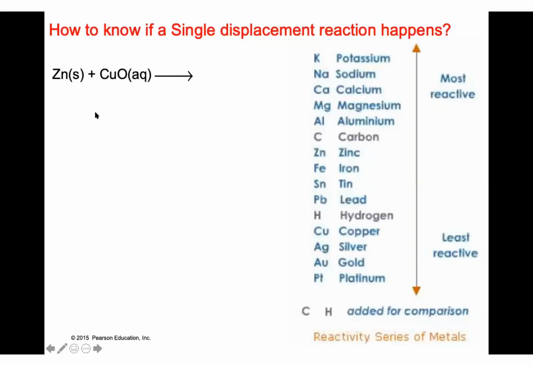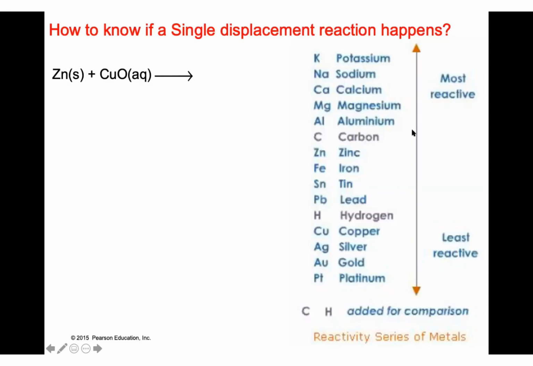Let's see how we can know that a single displacement reaction happens. Not always does a single displacement or replacement reaction happen. To tell when it happens, we have this reactivity series of metals table. This is called the reactivity series of metals. What does it mean? In this table, the most active metals, or the most reactive metals, are in the arrow at the top of this table.